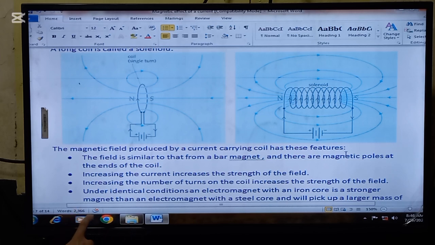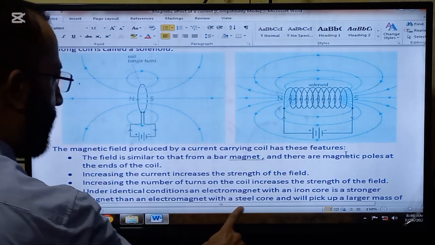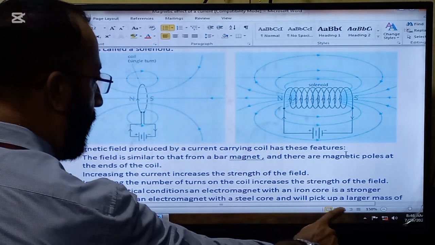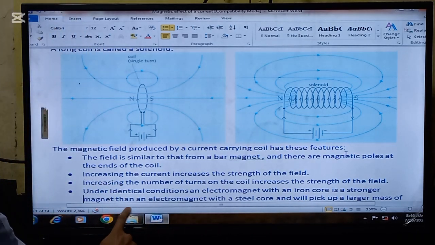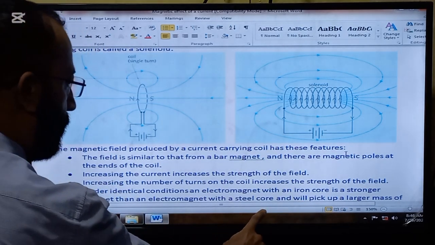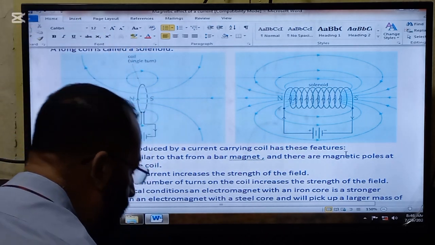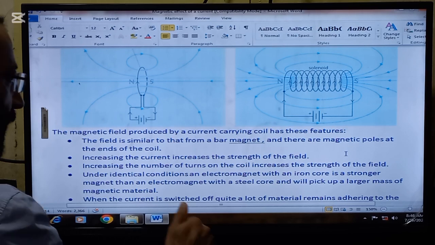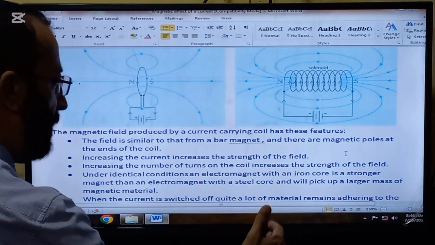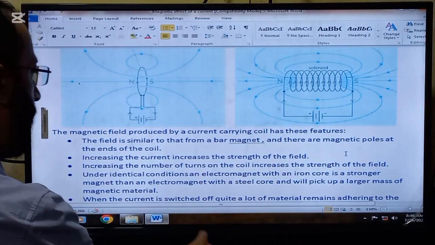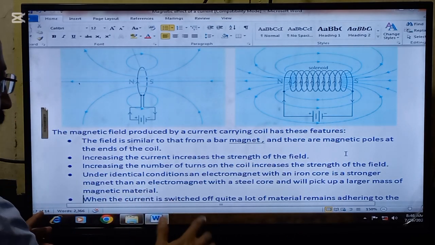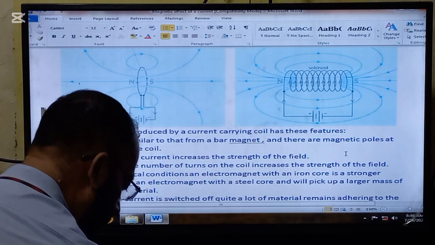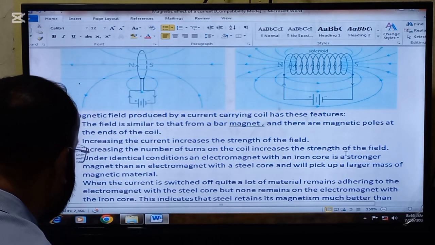The next point is, under identical conditions, an electromagnet with an iron core is a stronger magnet than an electromagnet with a steel core and will pick up a larger mass of the magnetic material. So the point to be noted is that an iron core behaves like a strong magnet and a steel core behaves like a weak magnet.